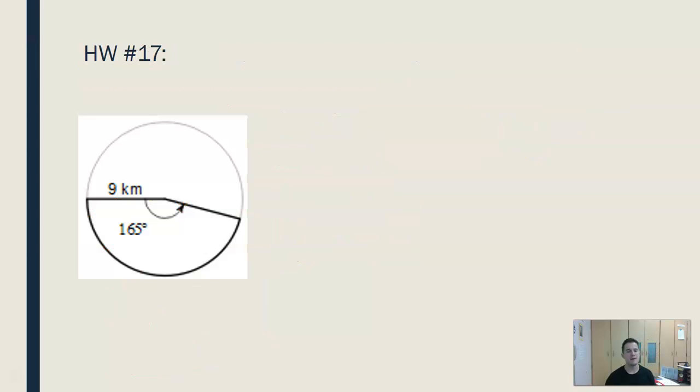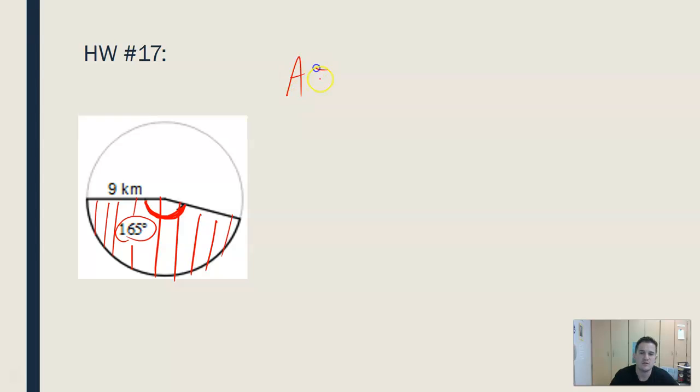Okay, homework problem number 17 is another circle like this. So I have a circle, and the intercepted angle here between these two radiuses is 165 degrees, and the radius is 9 kilometers. And I'm trying to find the area of this space right in here. So the sector area, remember, is the area of the whole circle multiplied by the fraction of this circle that this sector takes up, which is going to be 165 degrees divided by 360 degrees. That will give me the fraction of this circle that the sector takes up.